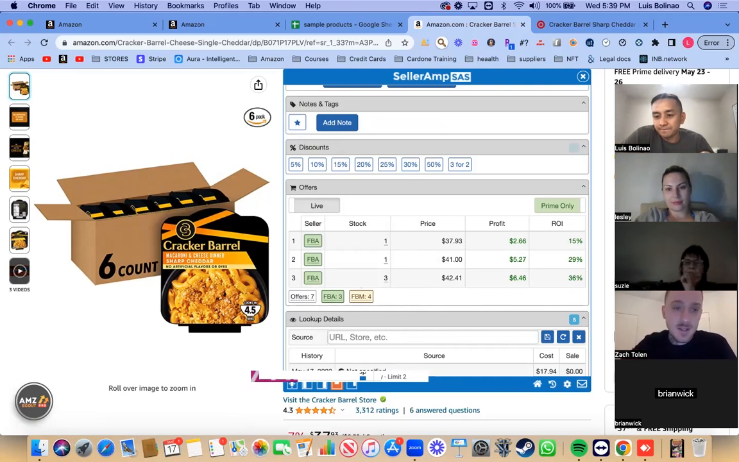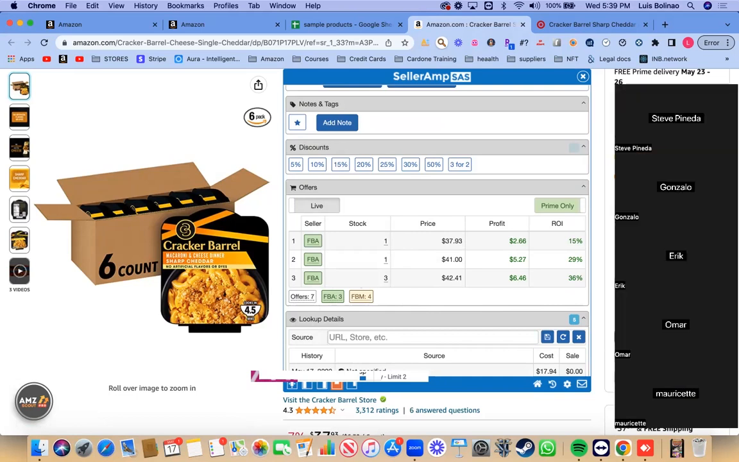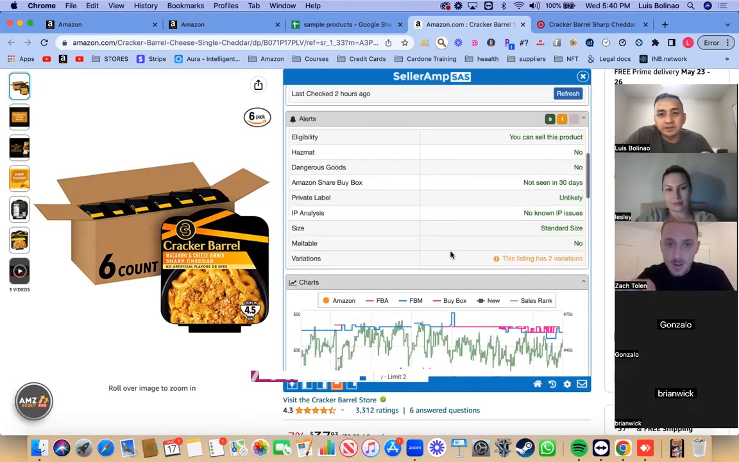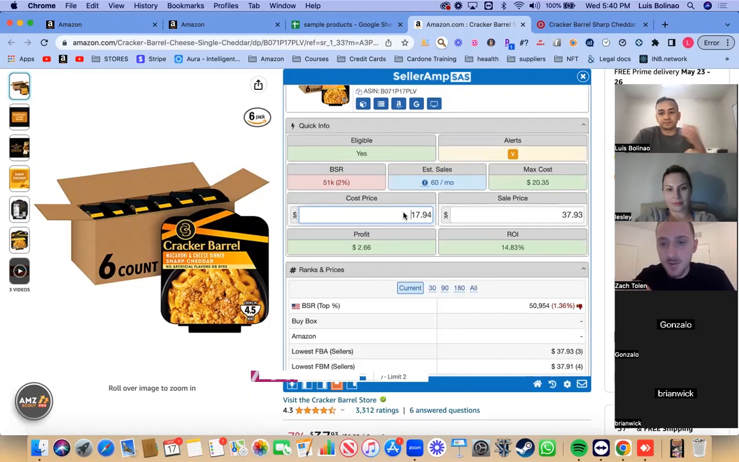I have a question, and it might be the same question I asked earlier, but I see it says 17 and then up at the top, 17.94, sale price 37.93. Can you just explain how the profit's only 2.66 one more time? Because that's $20, obviously minus prep fee, but is the prep fee that high and the taxes that high? Right. So 14% ROI, which is return of investment, right?